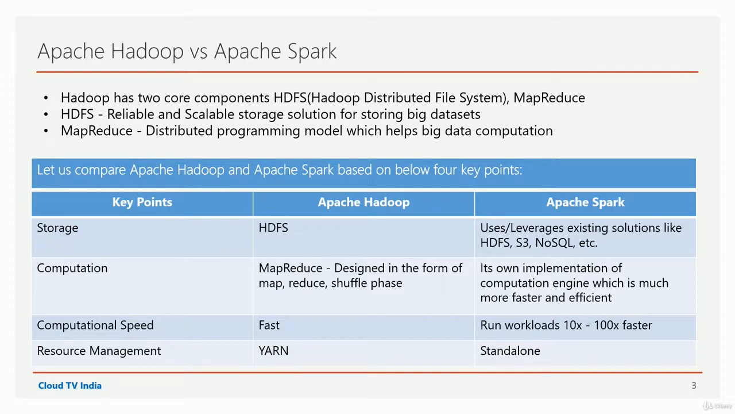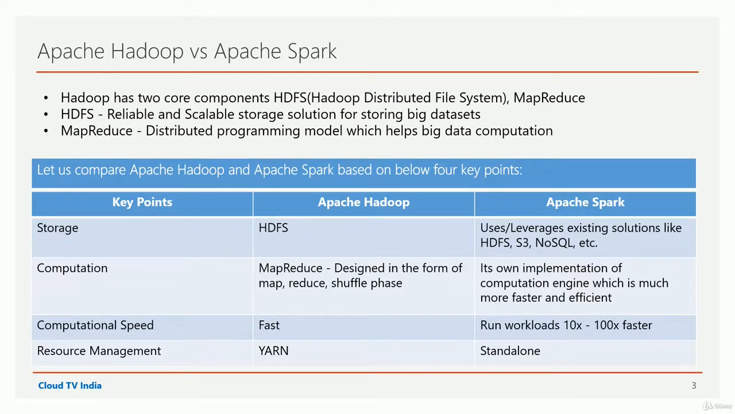Okay, so we'll compare Apache Spark and Apache Hadoop in terms of four key points. One is with respect to storage, another is computational speed, and the fourth one is resource management. When you take the first point, storage, Hadoop has a storage component, HDFS. We saw it is a reliable and scalable storage solution for storing big data sets, large amounts of data.